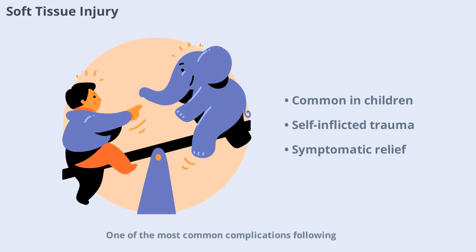One of the most common complications following local anesthetic administration is soft tissue injury. This often occurs when numbness leads to accidental biting of the lips or cheeks, especially in children, mentally challenged, or physically challenged adults. The lack of sensation makes it easy for patients to injure themselves without realizing it.